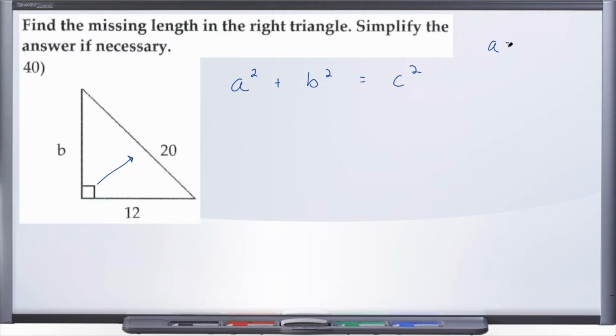So let's go ahead and label each of these. A, B, C. So C is going to be 20. B, well, that's what we're trying to find, right? We don't know what that is. And A must be the only side left, 12.